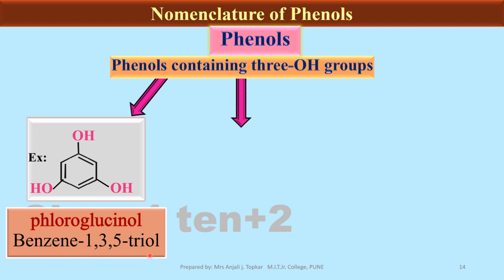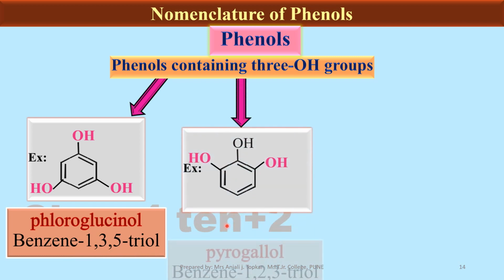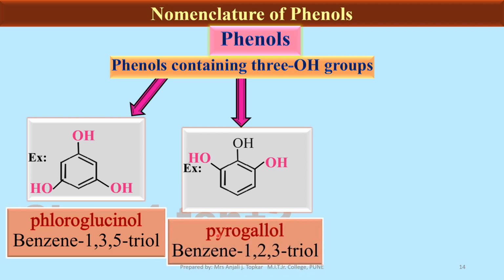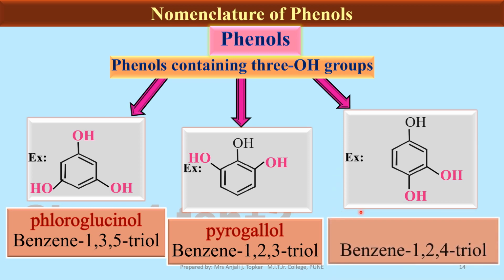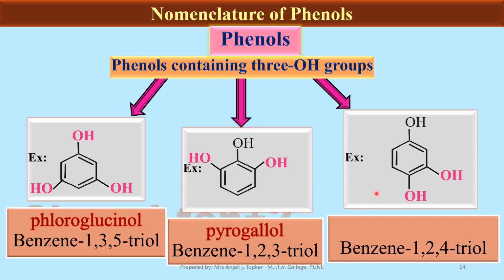Let's see another example. The name of the compound is pyrogallol. The IUPAC name is benzene 1,2,3-triol. Let's see one more example containing 3 OH groups. The IUPAC name of this compound is benzene 1,2,4-triol.